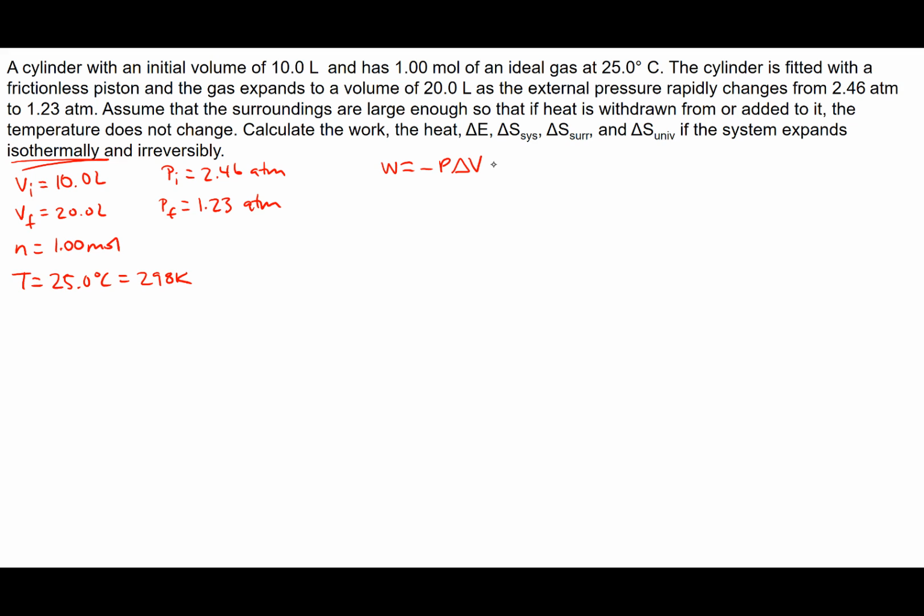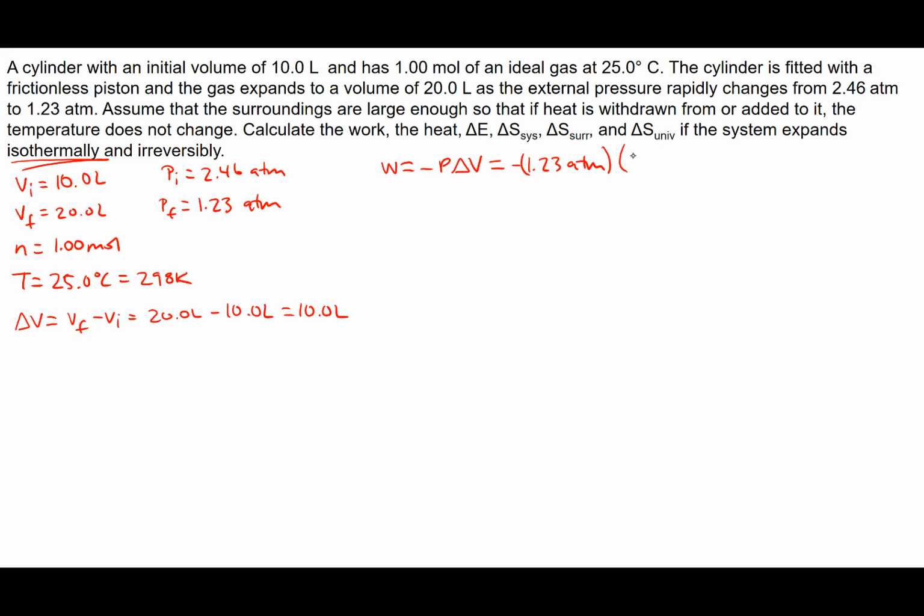So we have negative P delta V. If we plug in the values, the final pressure is 1.23 atmospheres, multiplied by the change in volume. The change in volume we can simply calculate: delta V is V final minus V initial, so that's 20.0 liters minus 10.0 liters, which gives us 10.0 liters.